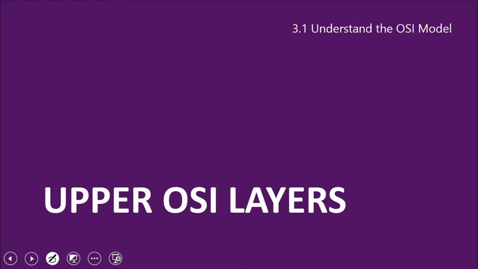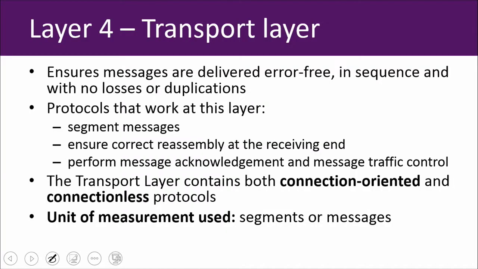All right. Let's go ahead and move on to the upper OSI layers. Layer 4 is the transport layer. This is my favorite layer. I don't know why, but I always geek out whenever I get a chance to teach this layer in class. The transport layer ensures that the messages are delivered error-free, in sequence, and with no loss. And I think that's such a cool thing, okay?